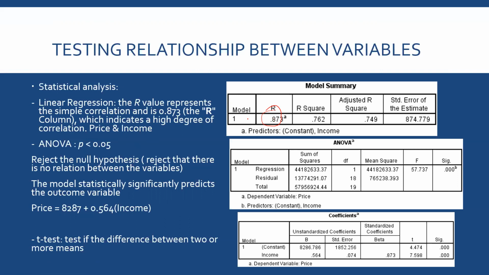Okay, so let's read here. R is 0.873, which indicates a high degree of correlation between price and income. So for this table, we're studying the price and the income. We found that there is a strong relation, a high correlation between these two variables.